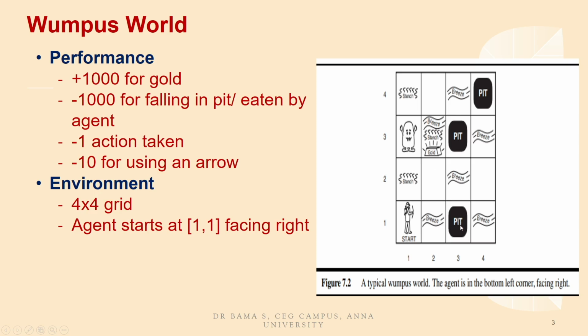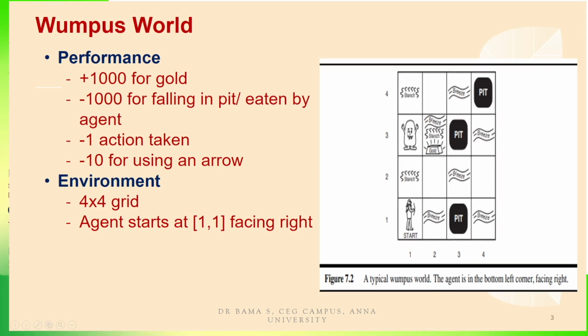Now, how is the pit identified? The pit is identified by a breeze that is just within the neighboring cells across the pit. Suppose the pit is at 3 1, this location is 3 1, and the breeze can be felt in 4 1, 2 1 or 3 2, and similarly you can see the pit here, the breeze is located in the neighboring cells also here.